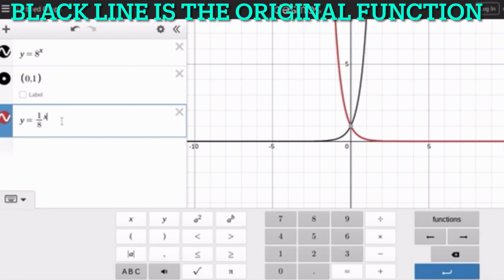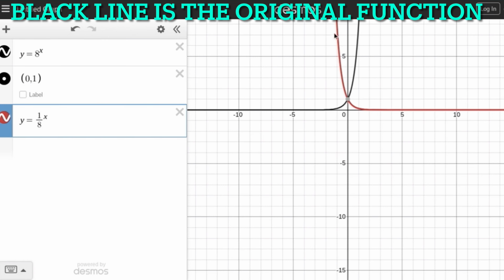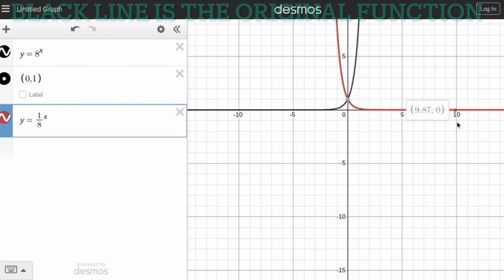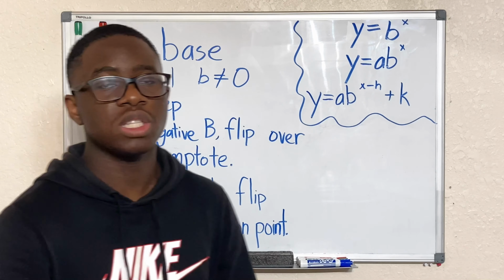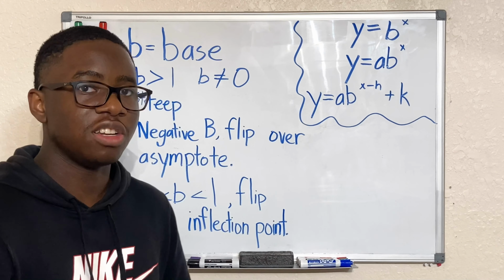So it's no longer going to be going up. It's rather going to be what I like to call a decay. So it's going from a higher position to a smaller position. This is what I like to call a decay. So if your b value is a fraction or a decimal, notice that you are going to get a decay. It's going to flip over that inflection point.